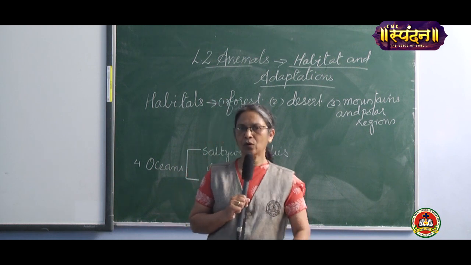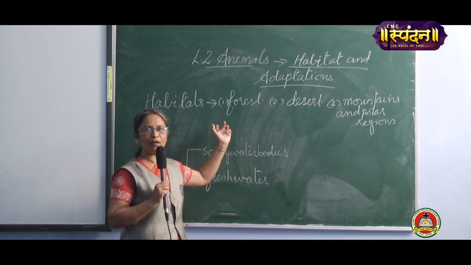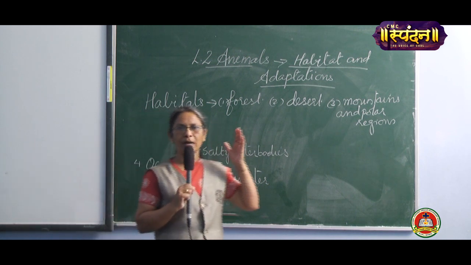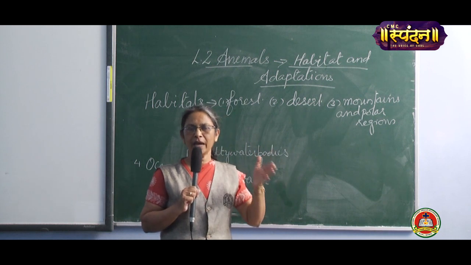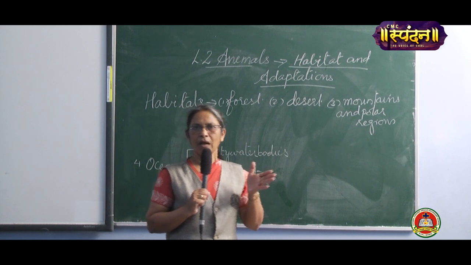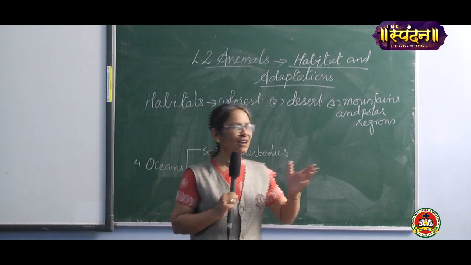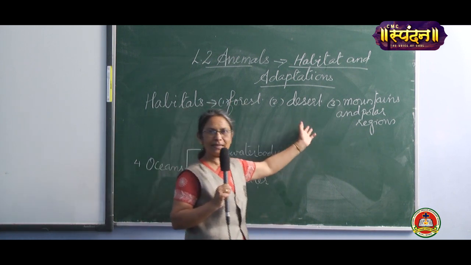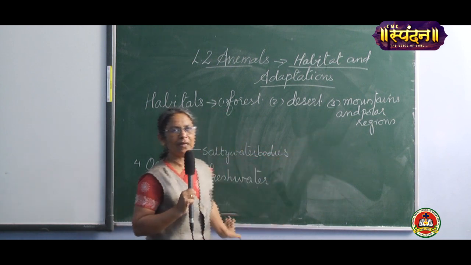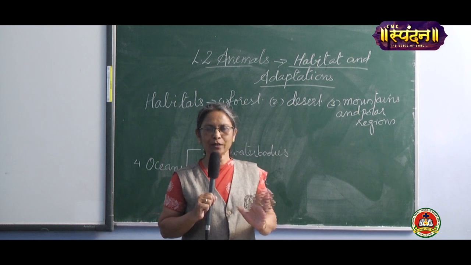Okay, I hope you understood. So once again I repeat, habitat is a natural home where a bird or an animal lives. It provides air, food, water and shelter, and there are 5 types of habitats, and they are forest, desert, mountains and polar regions, and the fourth one is oceans. I hope it's clear to you now.